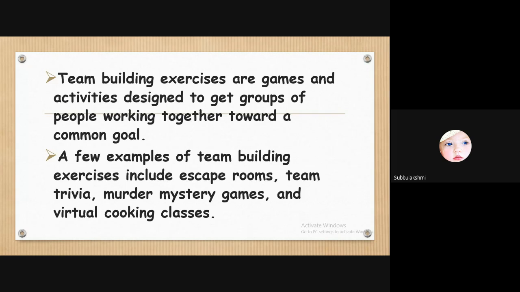A few examples of these activities are escape games, team trivia, and certain activities we will come across in the next slides. Mystery games and cooking are very casual activities. I have also got certain activities which are really challenging, which you could come across in the consecutive slides.